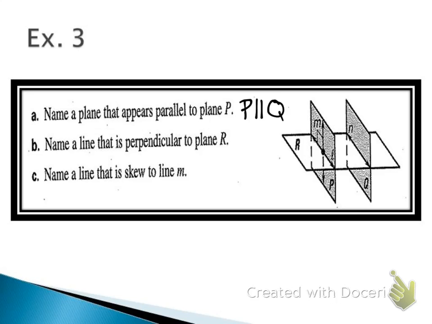There's only one place where I see a right angle. Here. So that's line M. Good. So I'm going to write M perpendicular to R.